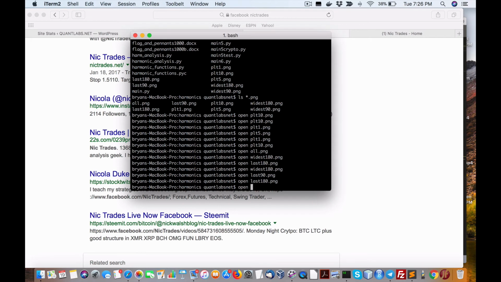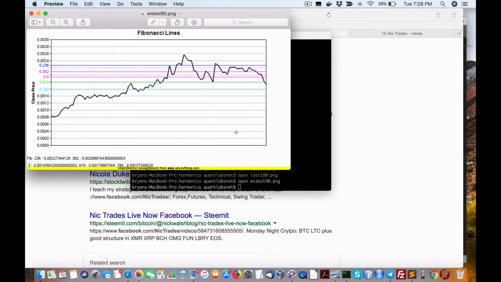Another one is the widest for the last 90 days. Let me just see if I have that. Widest 90 day, hopefully, yes we do. So again, these are the levels of the most extreme move. Probably, I'm guessing from here to here, but I'm going to put 2 dots here just to verify that.